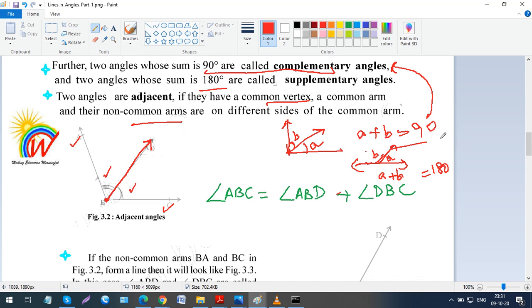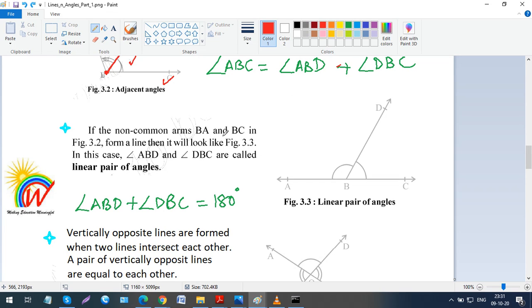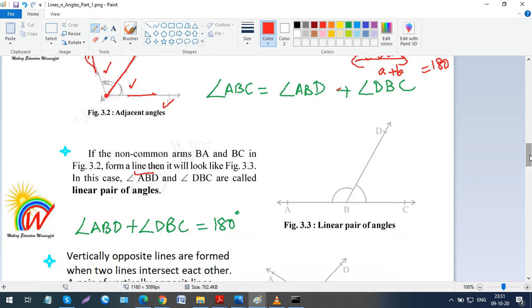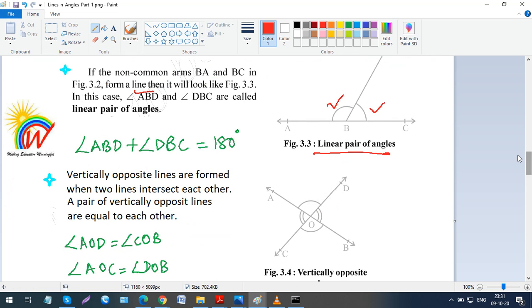Now, if the non-common arms BA and BC in figure 3.2 form a line, then it will look like this. So now you see, if this line and this line lie in opposite directions like this, then they are called a linear pair of angles. That is, they form a straight line. These angles actually lie on the straight line. So this and this are called a linear pair of angles, okay, and they will always add up to 180 degrees.